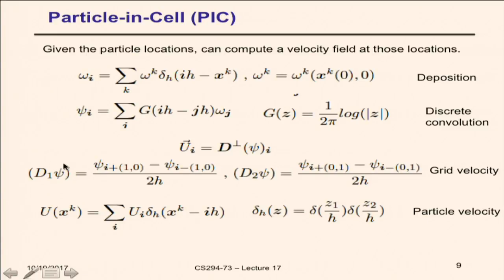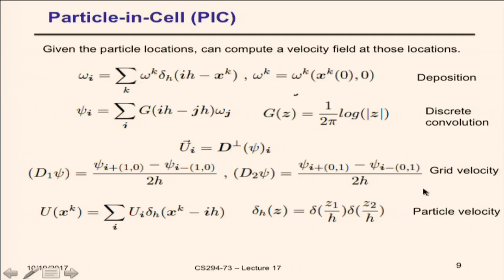The derivative in the x direction is just center differences divided by 2h. Derivative in the y direction, center differences divided by 2h. Then finally, to get these velocities on the grid interpolated back to the particles, we again use this delta_h deposition function, to get u_i onto u of x_k. And in all of these things, delta_h of z, rather than being a radial thing, is going to be something that's well suited to particles. It's a tensor product of two one-dimensional things.